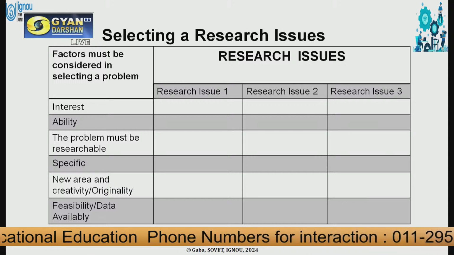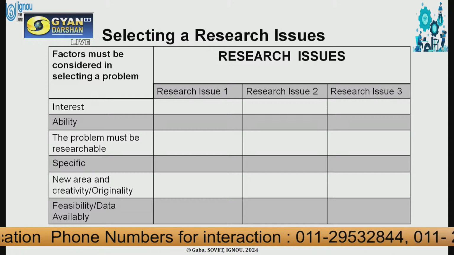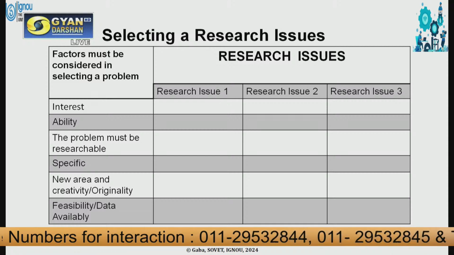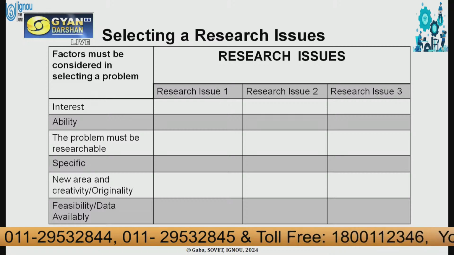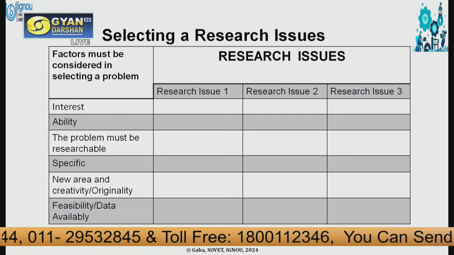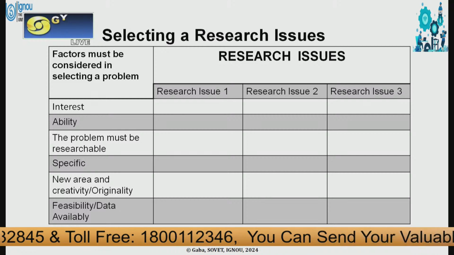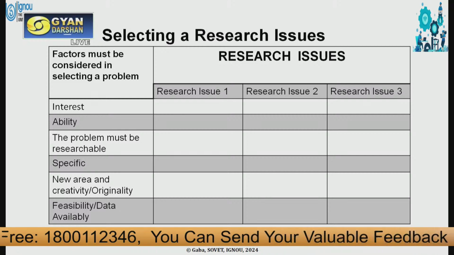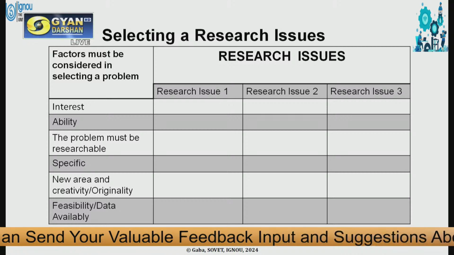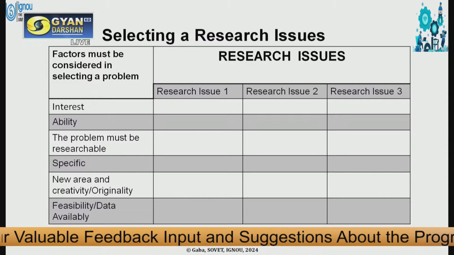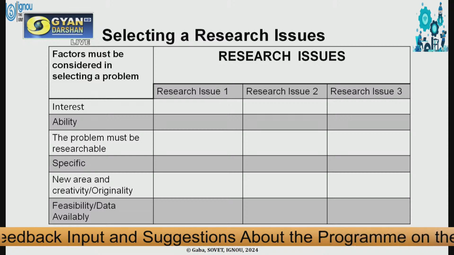The second important part is, if you see the screen, we have selected this table. That table will help you as researchers. Factors that must be considered while selecting a problem. Who asks you? Is it the need of the policymakers or the need of the faculty or industry? You want to start your research. So first, you see the first column where we have explained interest, ability, the problem must be researchable, specific, new area, creativity and feasibility, data availability. These factors are to be considered when you are going to start research and a PhD.